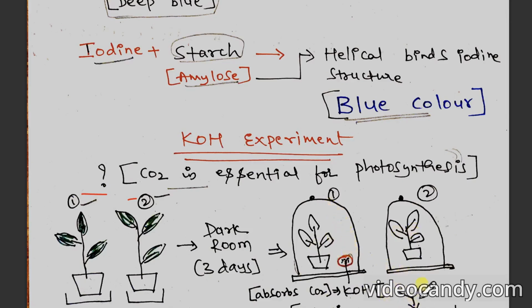Again, when they are kept in the sunlight and then treated with the iodine test, only plant 2 showed starch, a deep blue color. Why? Because CO2 is available here. But plant 1 had no starch and no blue color. Why? The CO2 was absorbed by KOH. That's why the plant can't use CO2 to produce carbohydrates or starch. That proves that carbon dioxide is required for starch formation. The starch formation happens through photosynthesis.